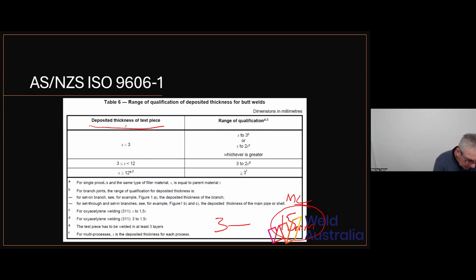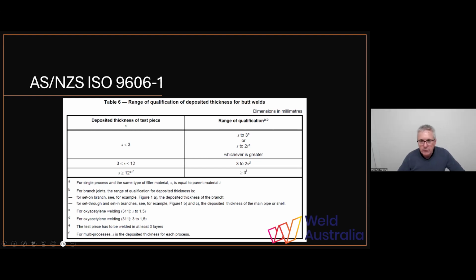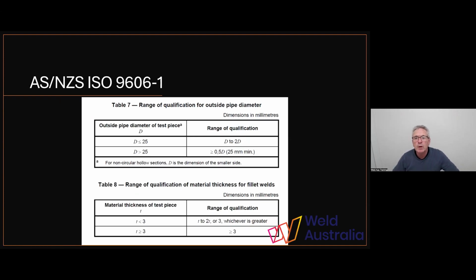So that's how that works in relation to that, particularly a deposited thickness. And generally, we're more so looking at that from a multi-layer type process. If we've done one process, what we'll find there particularly is it'll be 3 mil to unlimited. You with me? It's only when we start looking at multi-processes that this is where that range of qualification may come into it.